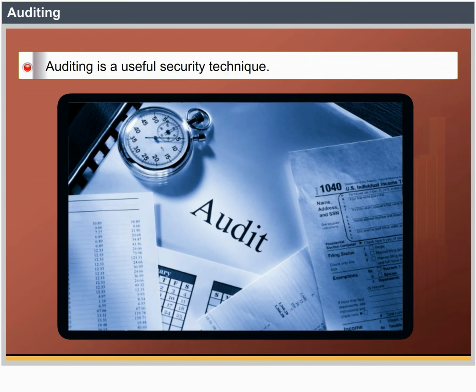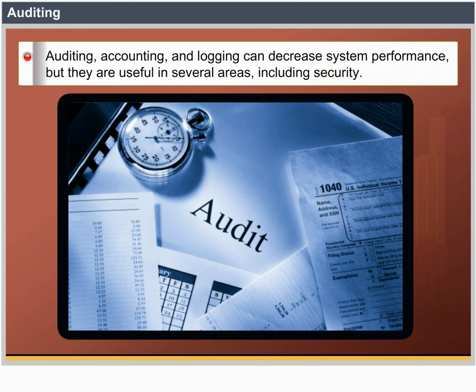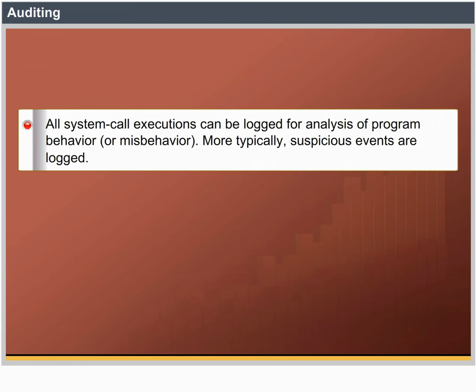Auditing. Auditing is a useful security technique. Auditing, accounting, and logging can decrease system performance, but they are useful in several areas including security. Logging can be general or specific. All system call executions can be logged for analysis of program behavior or misbehavior. More typically, suspicious events are logged.